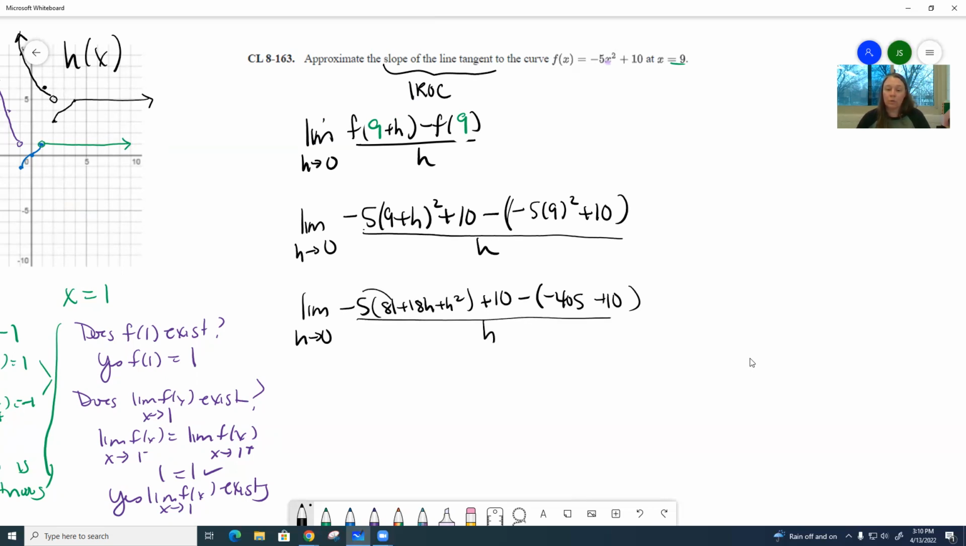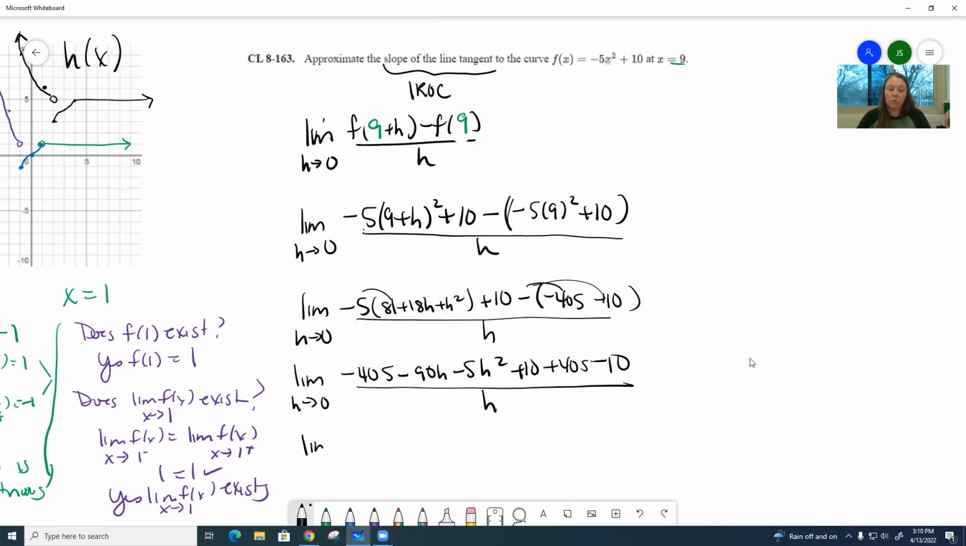And then I distribute. All right, so again, I'm carrying it through. So this is -405 minus 90h minus 5h squared plus 10. This would become plus 405, then minus 10. And see, if you don't put those parentheses in, you will not subtract the 10 and those will not cancel, because remember, it should be that these numbers always cancel. And then here between these two that I have left, I can pull an h out.